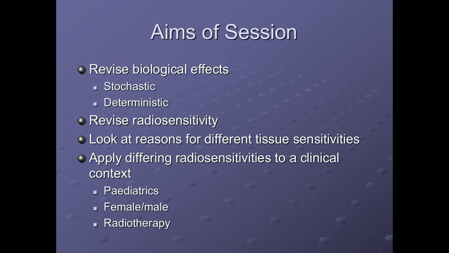So the aims of this session are, first of all, we're going to revise the biological effects that we went over in your first year. So that's looking at stochastic and deterministic effects. Again, we're going to then revise radiosensitivity. But following on from that bit of revision, we're going to look at the reasons for the different radiosensitivities, and then we're going to apply that into different clinical contexts. So mainly we're going to look at paediatrics, female and male, and radiotherapy.